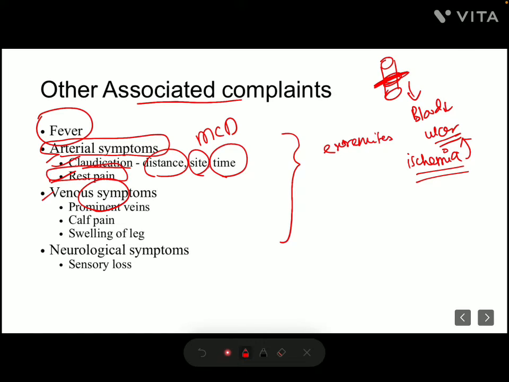Rest pain occurs in the later part of arterial ulcers when this ischemia even reaches the level of nerves. Venous symptoms are asked to assess whether the ulcer is due to venous insufficiency. Prominent veins, as in case of varicose veins, calf pain, or swelling of legs are asked. Neurological symptoms are asked to eliminate the possibility of trophic ulcers, which are caused due to neurological deficit.